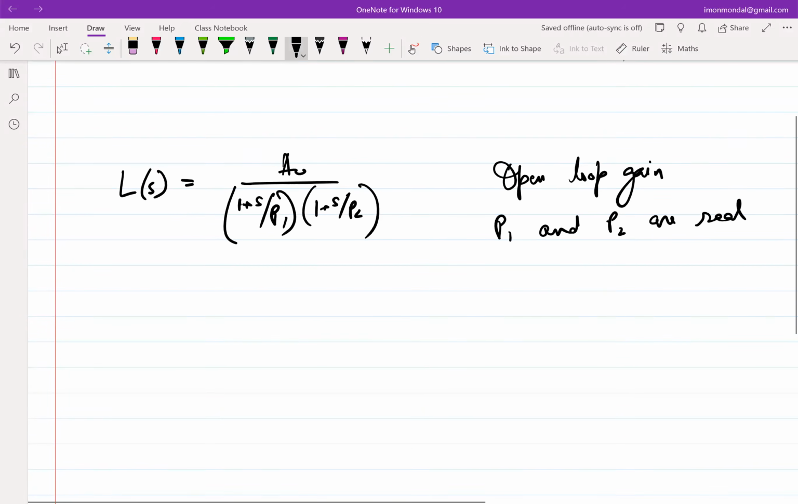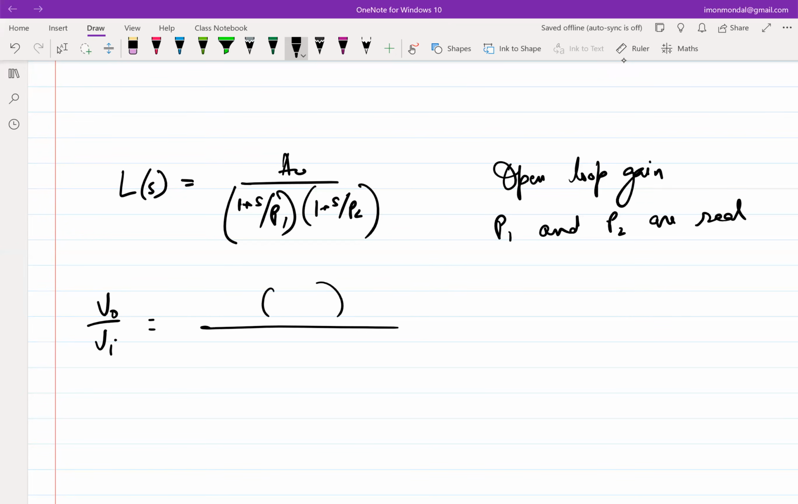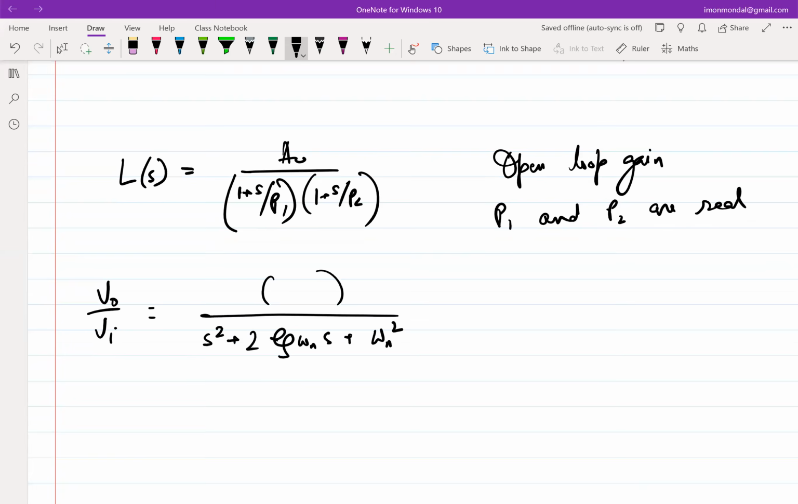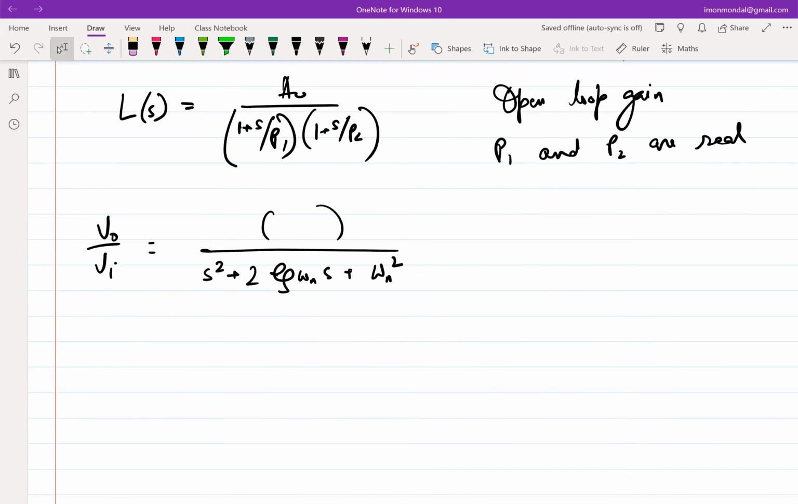We saw that the closed loop gain, that is V naught over Vi, was of some form, some numerator by S square plus 2 zeta omega n s plus omega n squared, right? And how this closed loop system is going to behave was a function of the denominator. And more specifically, it was a function of zeta.